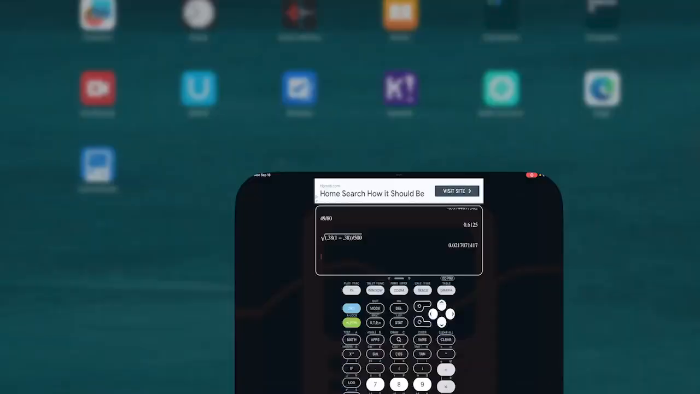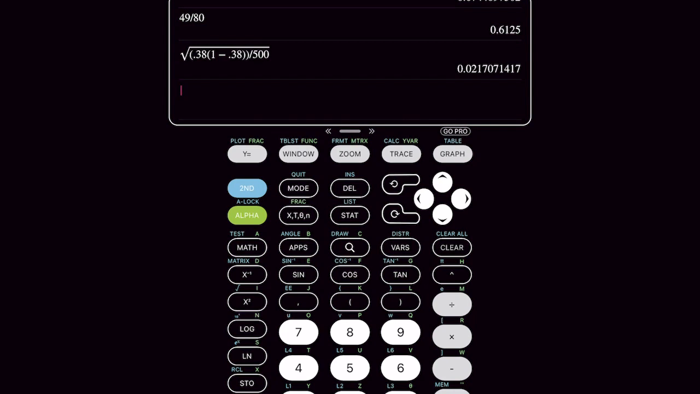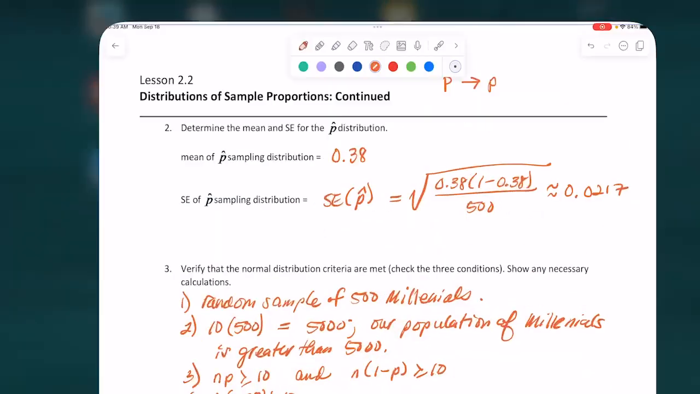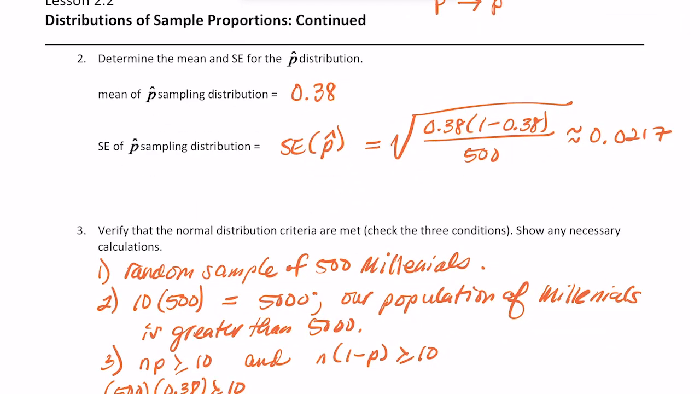So we're gonna go here and multiply 500 times 0.38, and we get 190. So 190 is greater than or equal to 10. You could also do 500 times 1 minus 0.38, or another way you could get that number is just subtract 500 minus 190. So we know that that would be 310, which we also know is greater than or equal to 10. So all 3 of our conditions are satisfied. Okay, so therefore we can verify the normal distribution can be applied here.